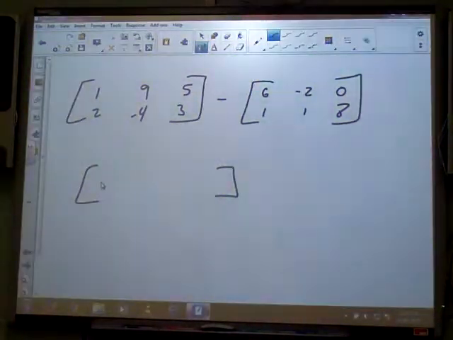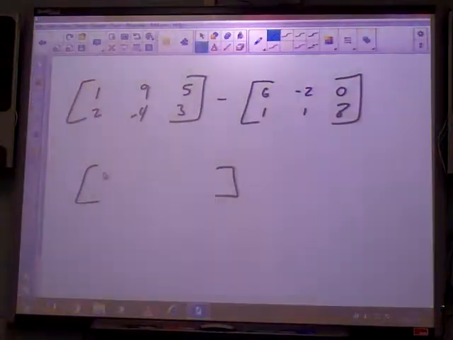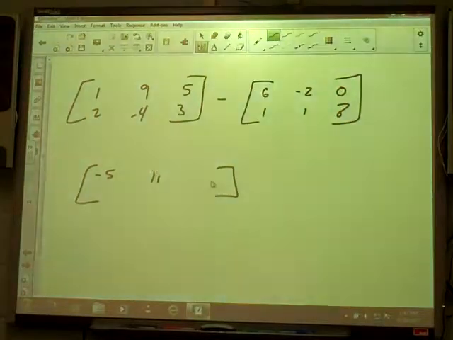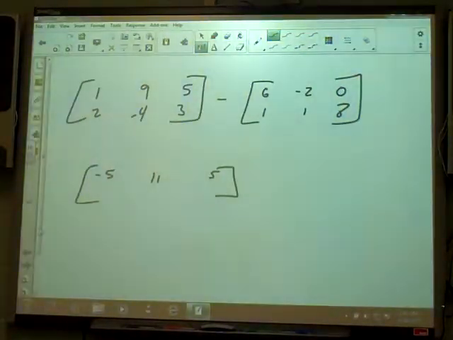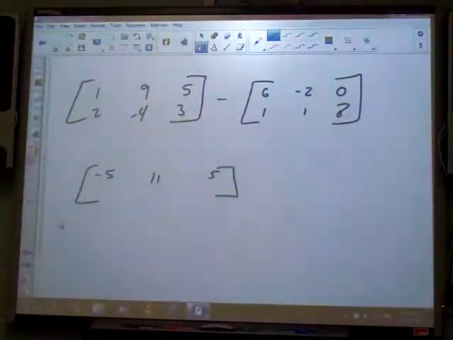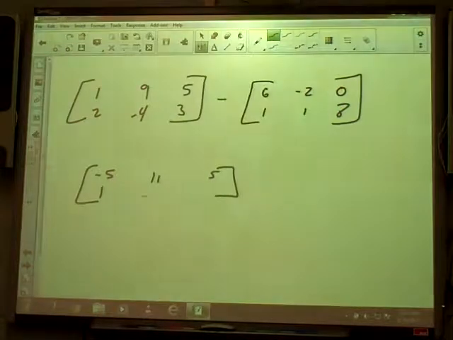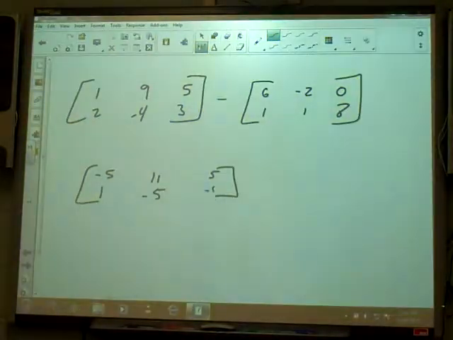Alright, we got the top row. Tell me all three in the top row. -5, 5. Everybody get that? Everybody good on the top row? Alright, what we got on the bottom row? Say it again, Grace. 1, -5, -5. Everybody good?